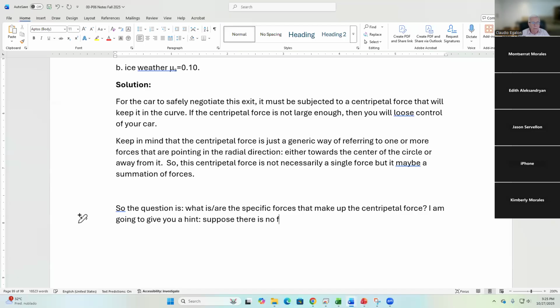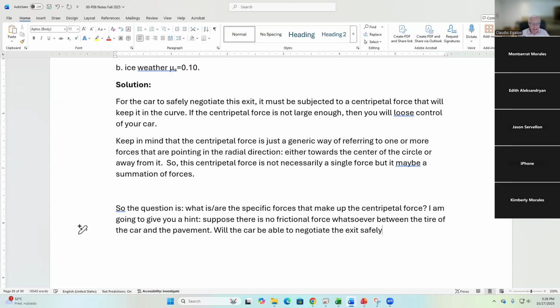Suppose there is no friction whatsoever, no frictional force whatsoever between the tire of the car and the pavement. Then I'm going to ask you a question. Will the car be able to negotiate the exit safely? That's what I want you to think about.